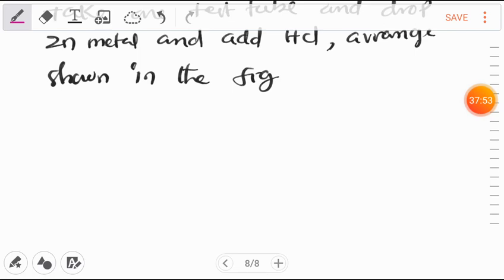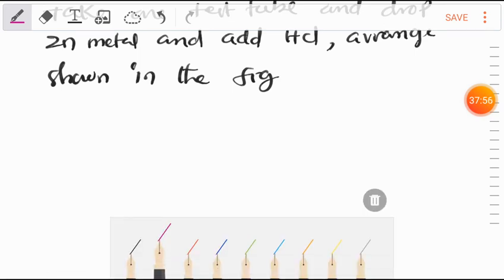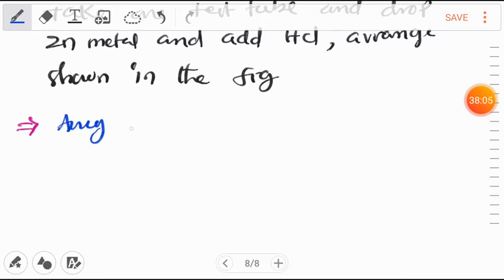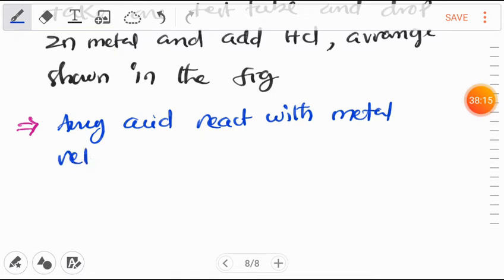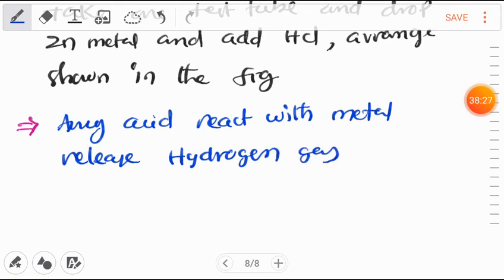Any metal reacts with acid, HCl is present, and hydrogen is released. So that is the chemical test for acid. What is the test? Any acid that reacts with metal releases hydrogen gas. So this is the test for acid.